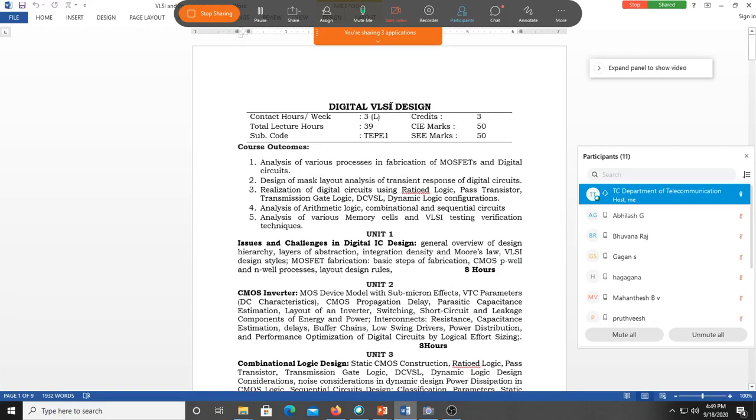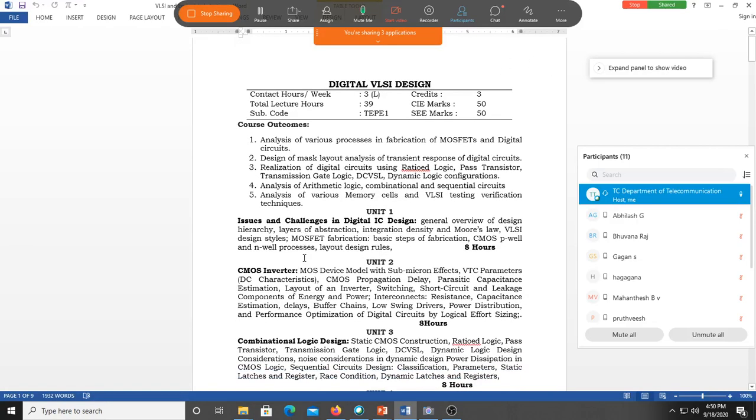Okay, that's it for the day. We will see in the next class. We are going to start with CMOS inverters: how we realize a CMOS inverter, and how we start realizing any given Boolean expression using CMOS circuits.